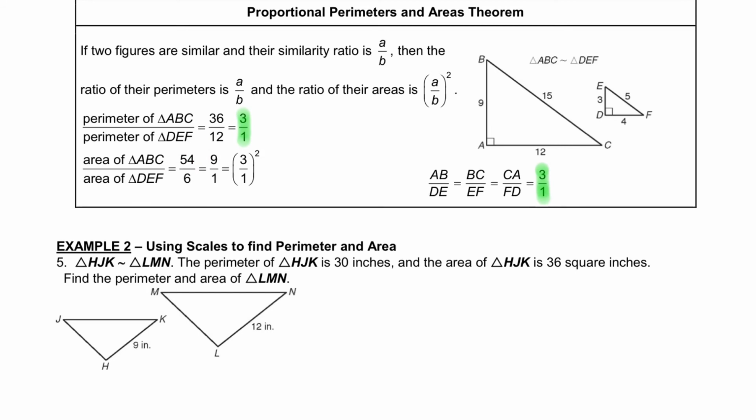And for the area of the small triangle, the base would be 4 and the height would be 3. So you do base times height, 4 times 3, which is 12, divided by 2, and that would give you 6. So the ratio of the areas, again doing the large triangle over the small triangle, is 54 over 6. And if you divide the 54 by 6 and the 6 by 6, you reduce that fraction to 9 over 1. Well, 9 over 1, if you look carefully, is 3 over 1 squared.